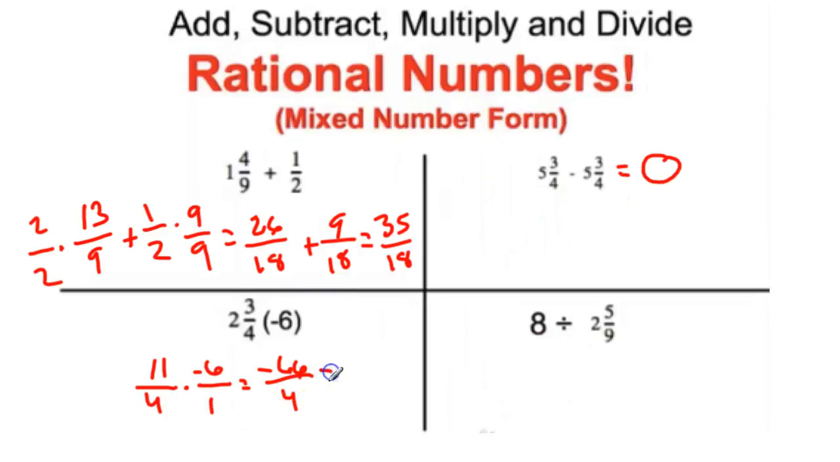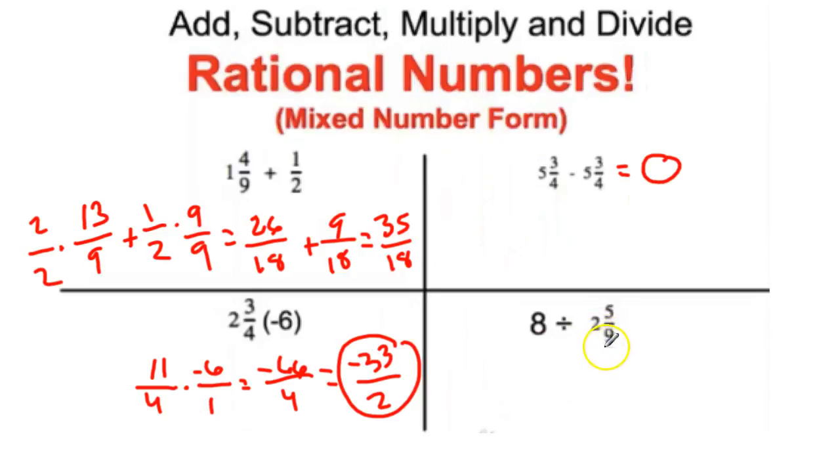Can I simplify this? Yes, they're both even, not negative. So I can divide them by 2. -66 divided by 2 is -33. 4 divided by 2 is 2. There we go. Alright, over here we have 8 divided by 2 and 5/9.